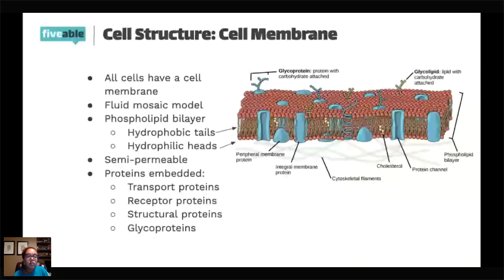Phospholipid bilayer. Okay, so the cell membrane is made up of a phospholipid bilayer. Phospholipids have a phosphate head. If you look at the diagram closely, the circle part is the phosphate head, and it has a lipid tail. The heads are hydrophilic, which means they like water, because phosphate is polar, but you don't have to get too deep into the polarity. And then the hydrophobic tails are the lipid tails.